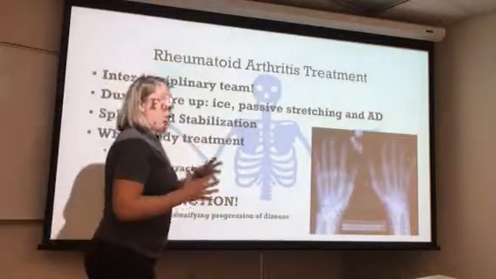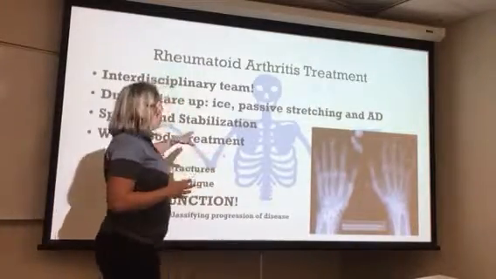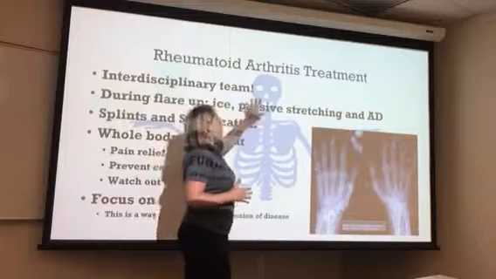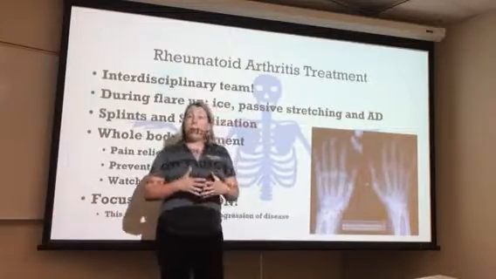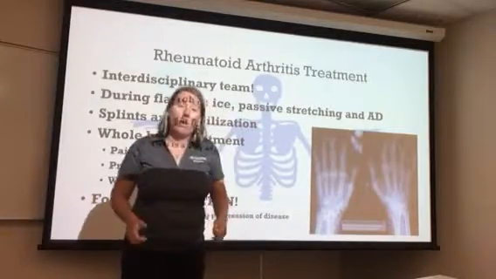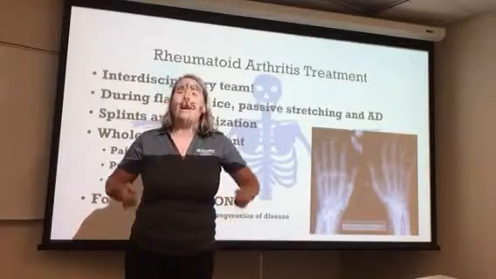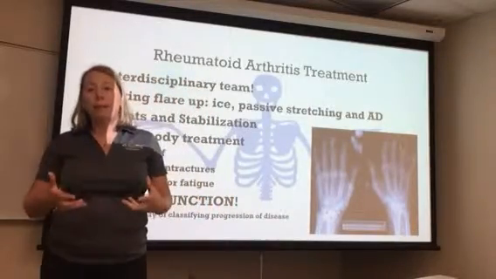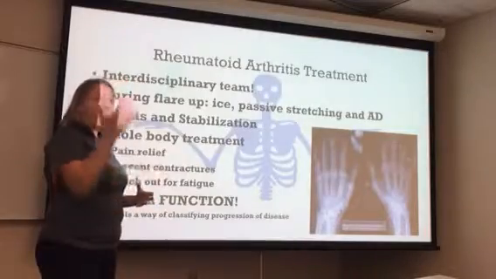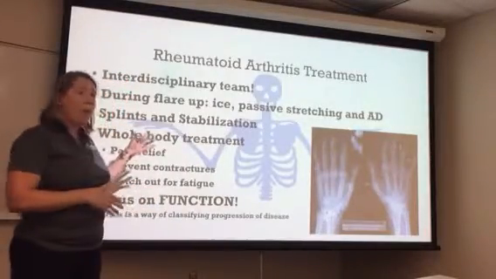During a flare-up, so when they're actively aggravated, we're going to do stuff to calm it down. Ice, gentle passive stretching. Talk with them about using an assistive device, because if it hurts to walk and you're walking with bad mechanics, use the walker. The walker will make it easier for you to reduce that inflammation. We may need to splint.